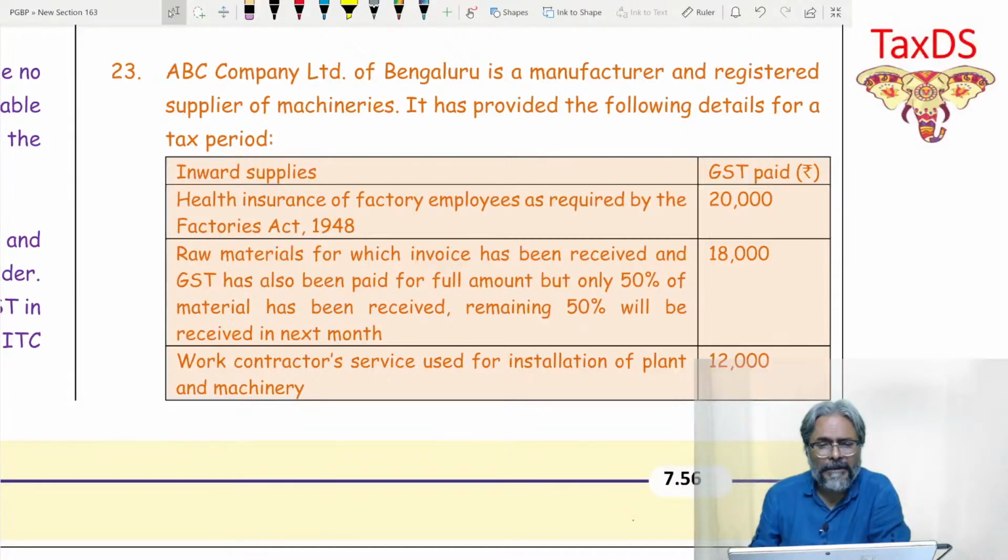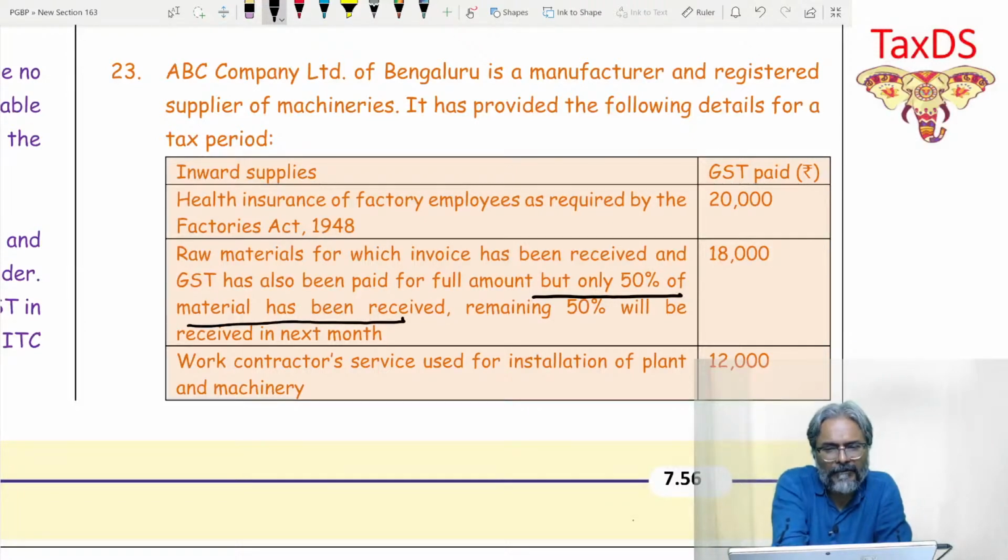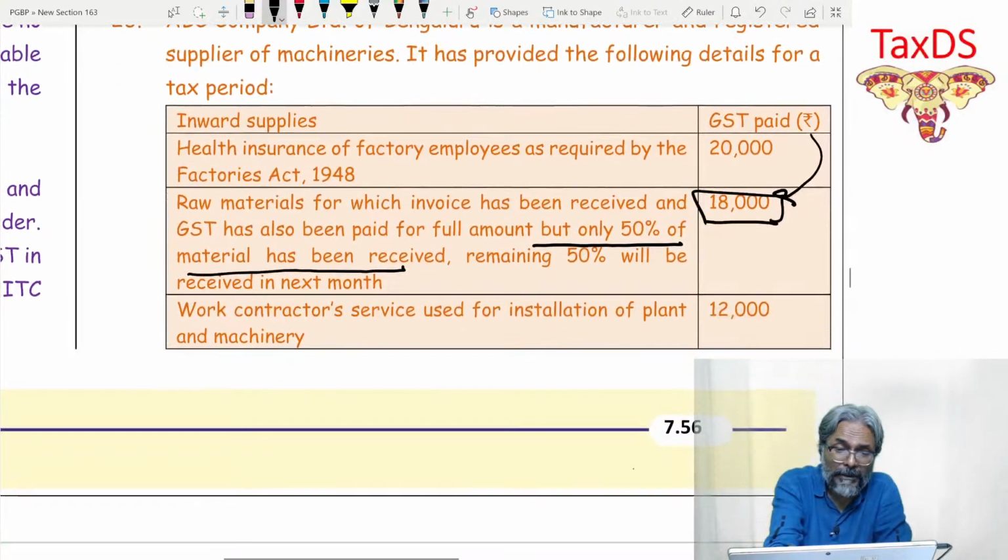Second point is raw material for which the invoice has been received and GST also has been paid for the full amount. Students, be careful here. But only 50% of the material has been received. The remaining 50% will be received in the next month. So on this, the GST paid is 18,000. Now this GST paid of 18,000, in which month are you going to claim the ITC? The next month. You cannot claim in this current month. You cannot take a proportion also.